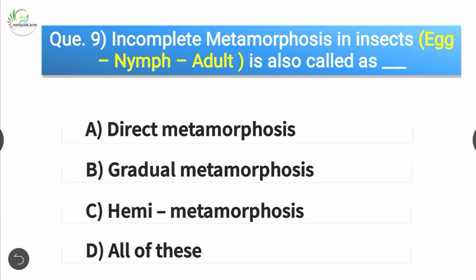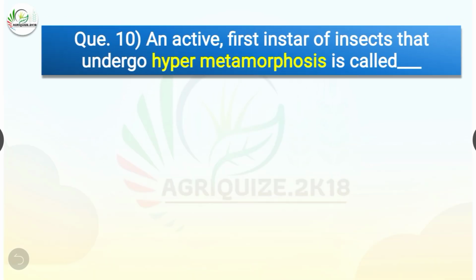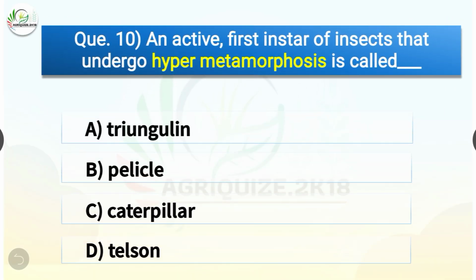Question number 10. An active first instar of insects that undergo hypermetamorphosis is called. The options are triungulin, pedicle, caterpillar or telson. The correct answer is option A, triungulin. So an active first instar of insects that undergo hypermetamorphosis is called triungulin.